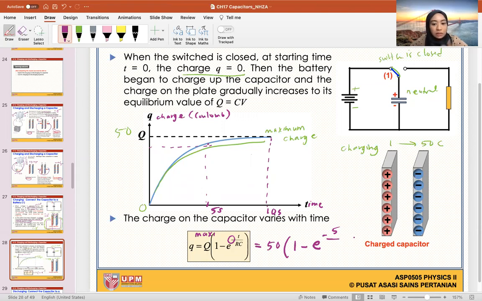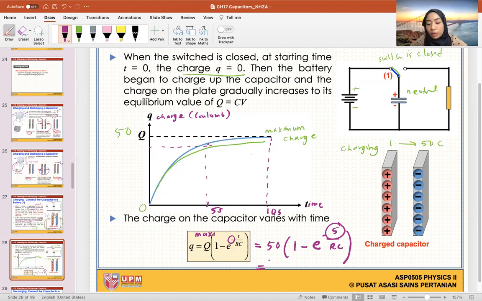R is resistor, C is the value of the capacitance. The value of resistor is in ohms, the value of capacitor is in farad. So this guy is RC, this is usually given. So at time 5 seconds, whatever the answer is, that is the amount of charge that it has.